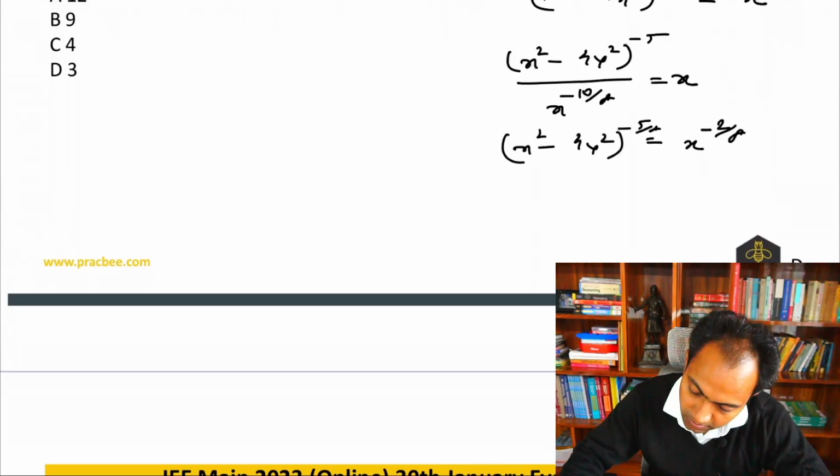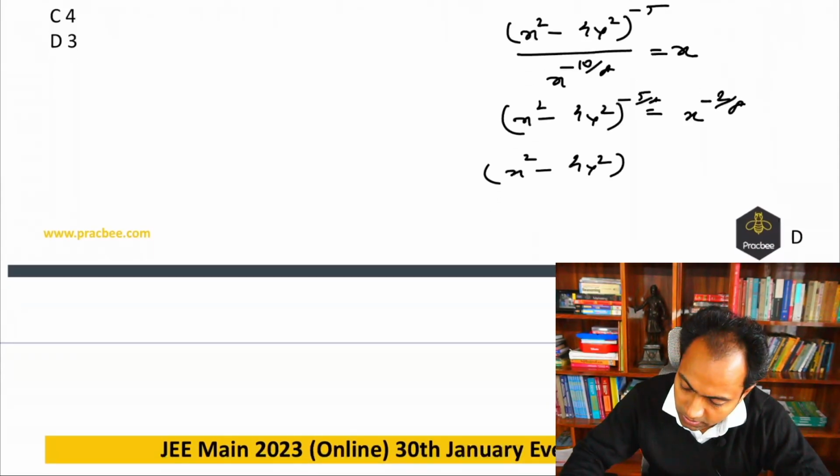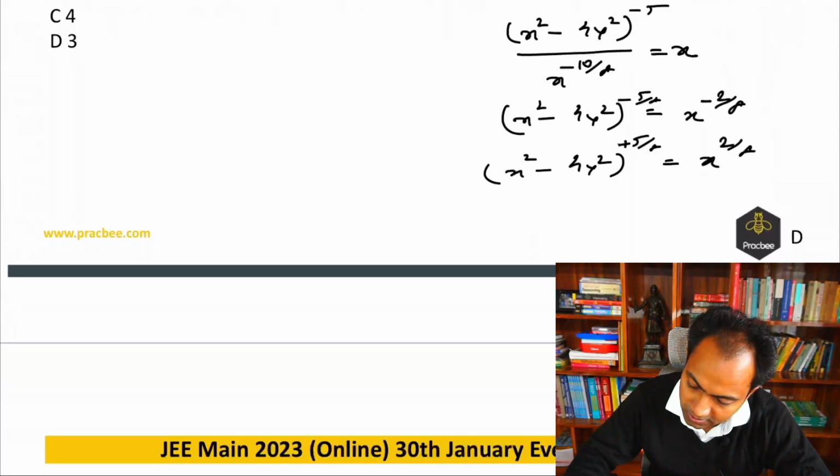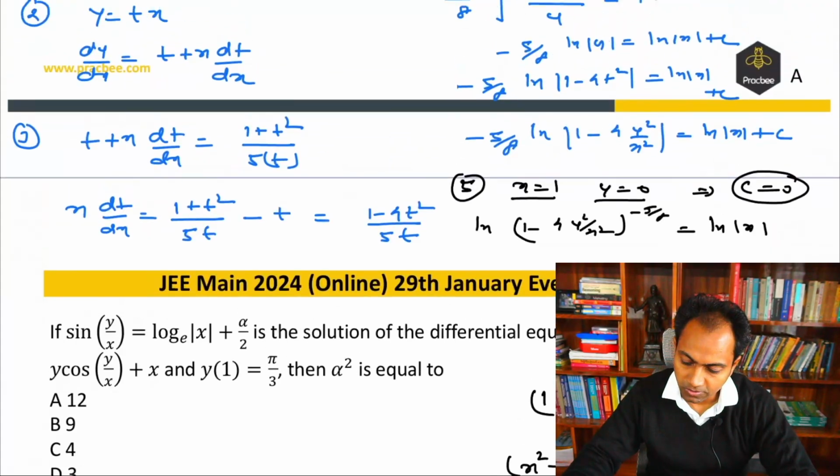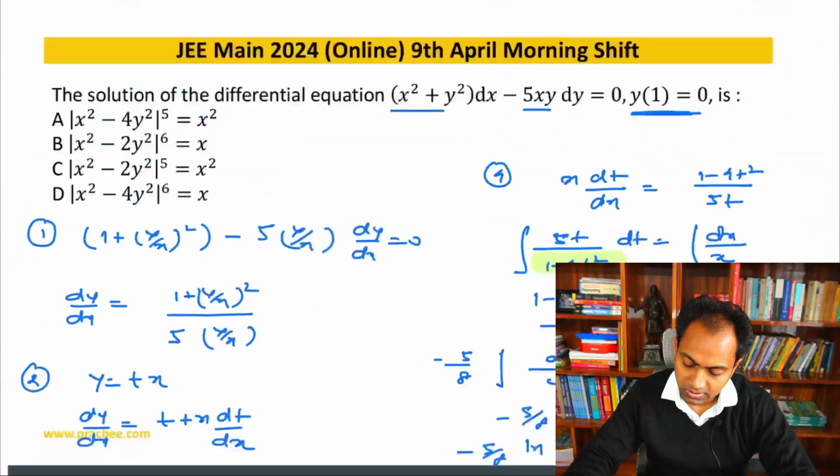Now I can flip it and write it as (x square minus 4y square) raised to the power plus 5 by 8 equal to x raised to the power 2 by 8. And we can raise it to the power 8, and this 1 by 8 will go away. So this is the final answer that we are getting. If I check the options, you can see that the A option matches.